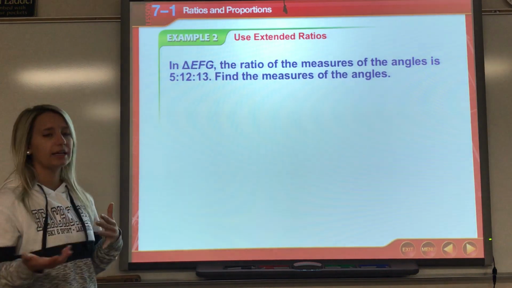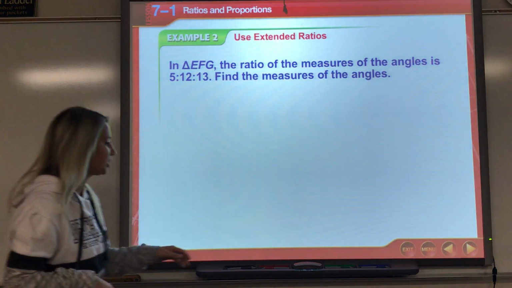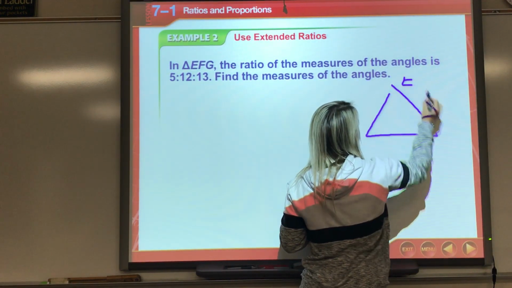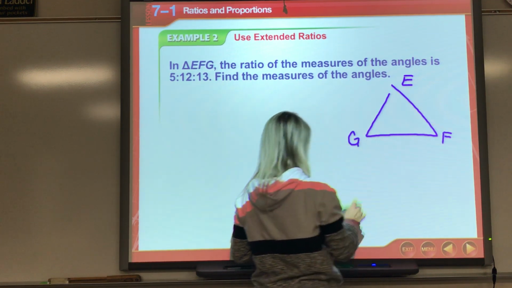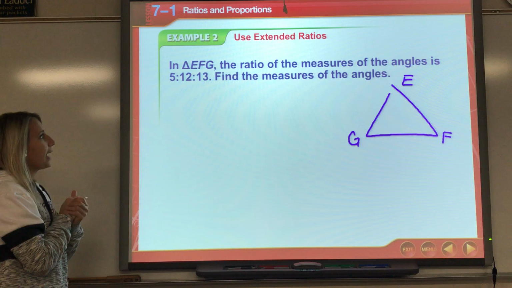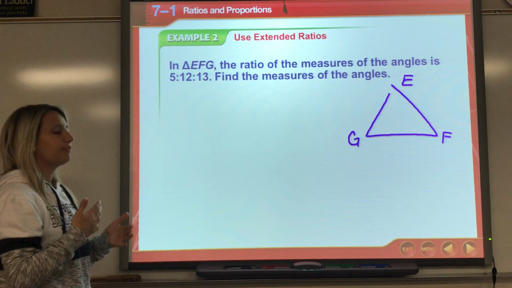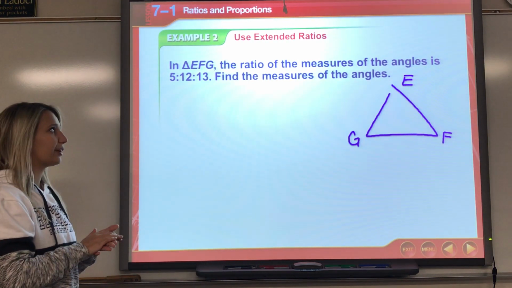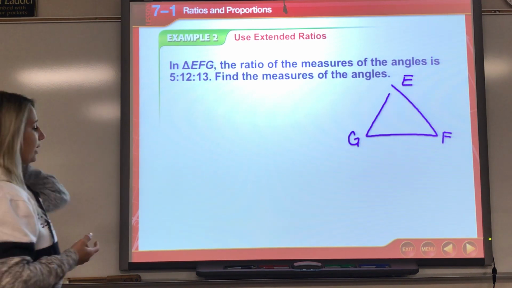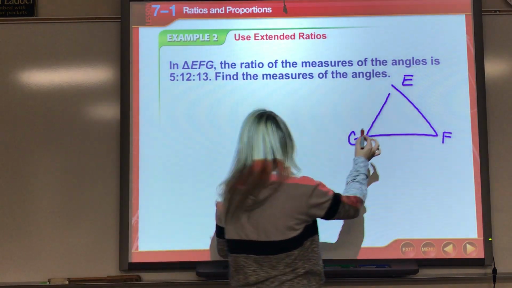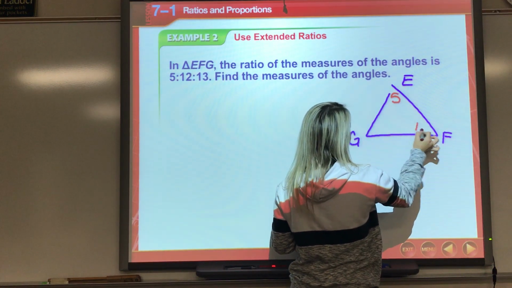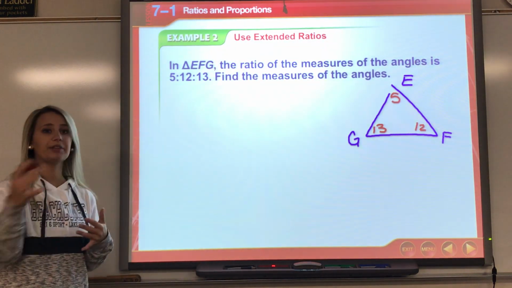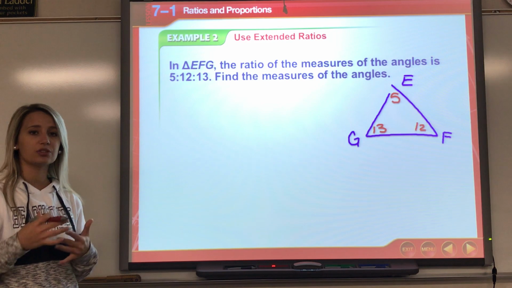So now here we're using extended ratios. We're given a triangle EFG, so I'll just sketch that over here. So E is here, F is here, and G is here. Okay, and it says the ratio of the measures of the angles is 5 to 12 to 13. Now this is that extended ratio that we talked about in the vocabulary where we have three or more things that we're comparing. So I'm just going to fill in these angles. So we have 5 here, 12 here, and 13 here. Now these numbers don't necessarily mean 5 and 12 and 13 degrees, that's just the ratio.